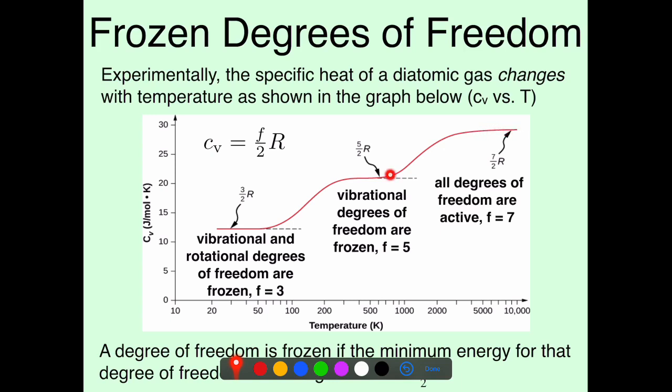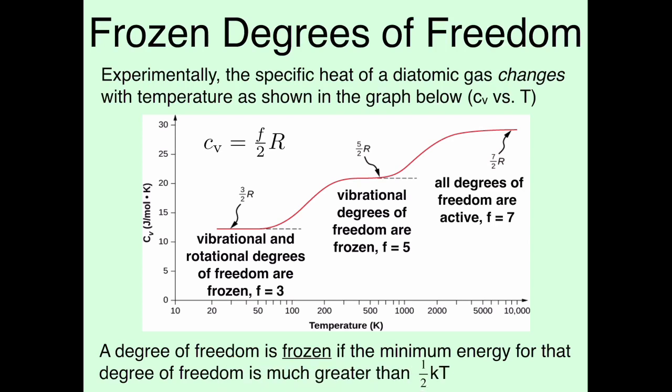and increase the temperature even more, then the specific heat will rise again, and it will level off around 7/2 R. So now all of those degrees of freedom, all 7 of them for a diatomic gas, are actually active. And it takes a really high temperature, as you can see, like a couple thousand Kelvin typically, for all of those degrees of freedom to be active.